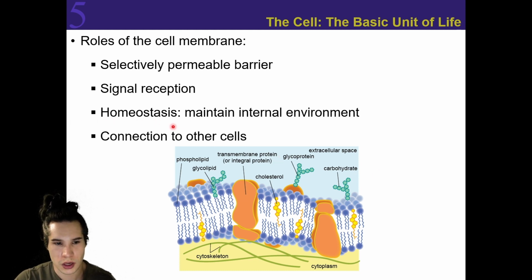Your cell membrane is also going to play a role in maintaining homeostasis. So it's going to be constantly exchanging things into and out of the cell, whether through facilitated diffusion or active transport or just simple diffusion. And then lastly, it serves as a connection. It could be involved in connecting to other cells in a way that it is physically connected to other cells or in a way that it is signaling to other cells.